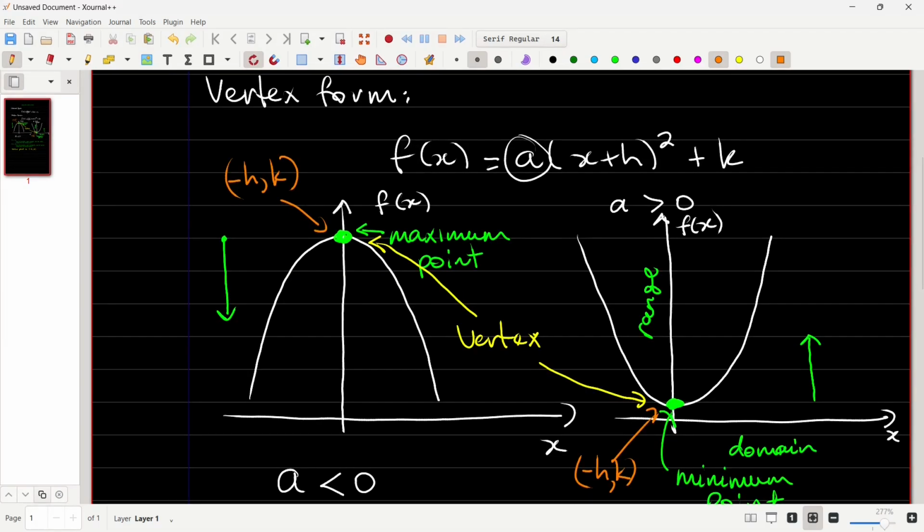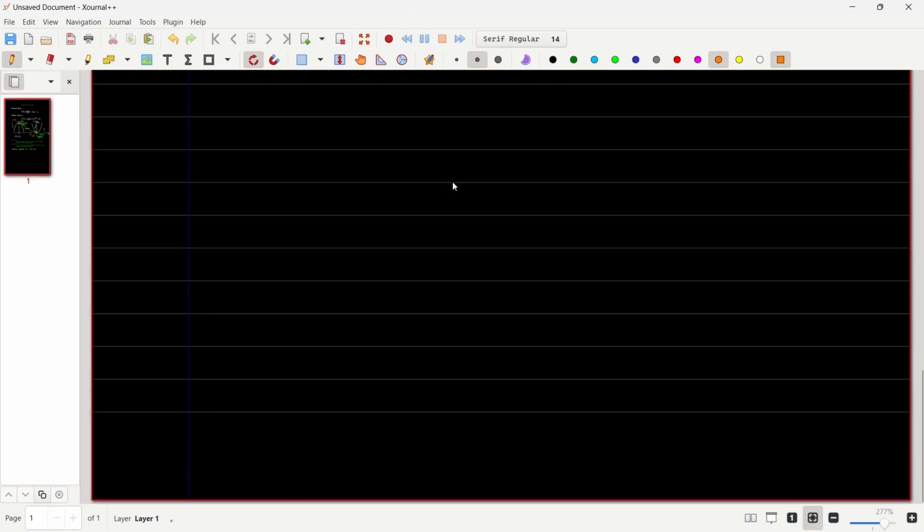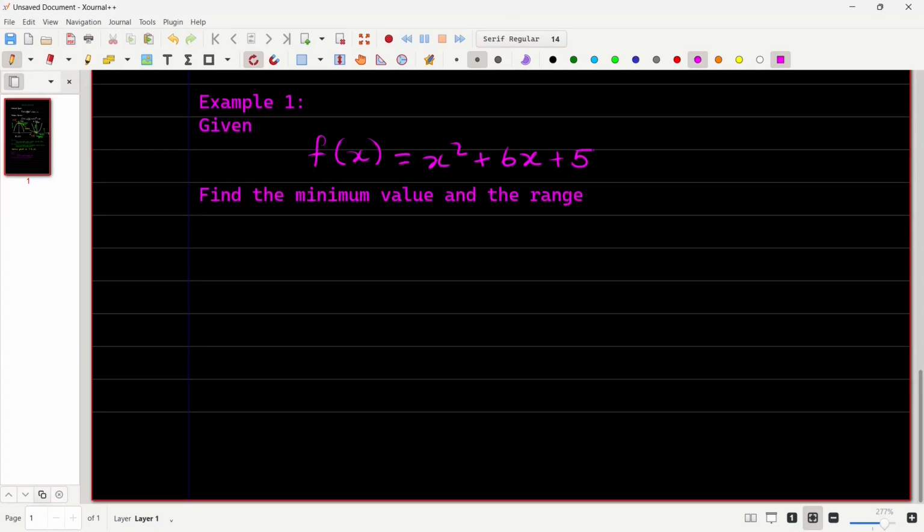All right, now let's apply the knowledge of finding your vertex form to find the maximum, minimum, and the range of a quadratic equation. Since you already have the information, let's do some examples. Example 1. Let's try and solve this one. I'm going to write the steps that I'm doing, and then you're going to be able to follow along whenever you have to solve a problem like this.